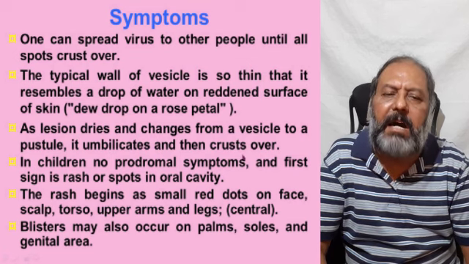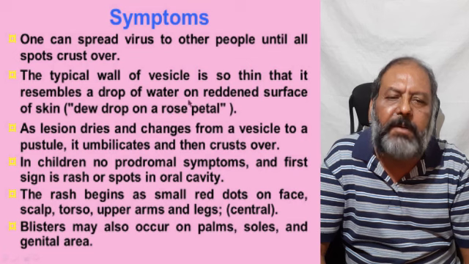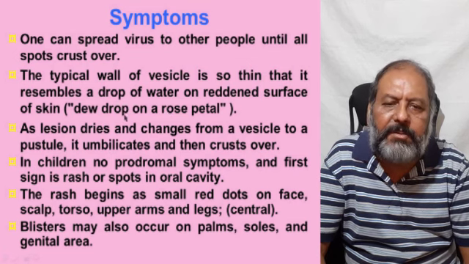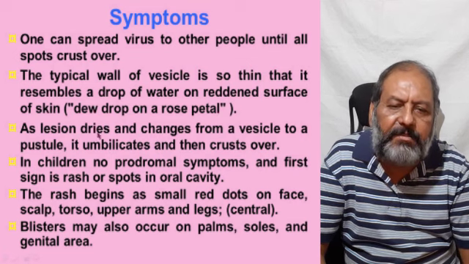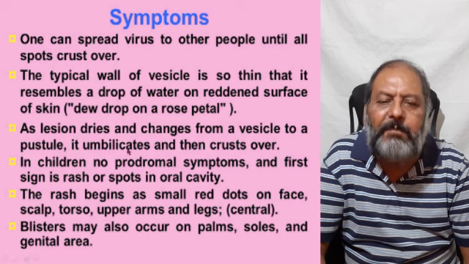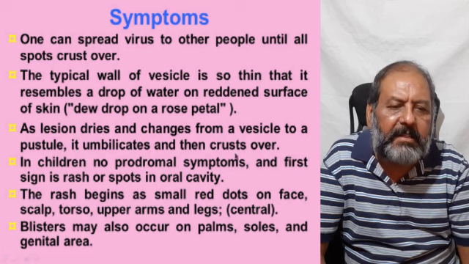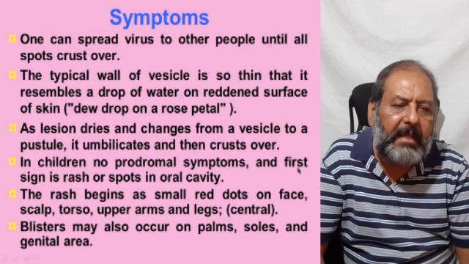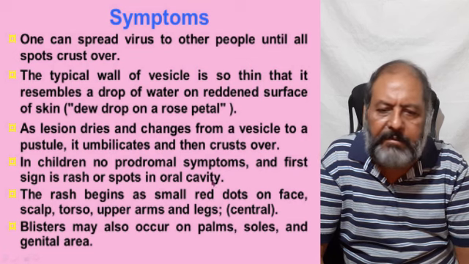The typical wall of the vesicle is so thin that it resembles a drop of water on a reddened surface of the skin, that is, a dewdrop on a rose petal. As the lesion dries and changes from a vesicle to a pustule, it umbilicates, looks like the umbilicus, and then crusts over. In children, there is no prodromal symptom, and the first sign is a rash or a spot in the oral cavity.